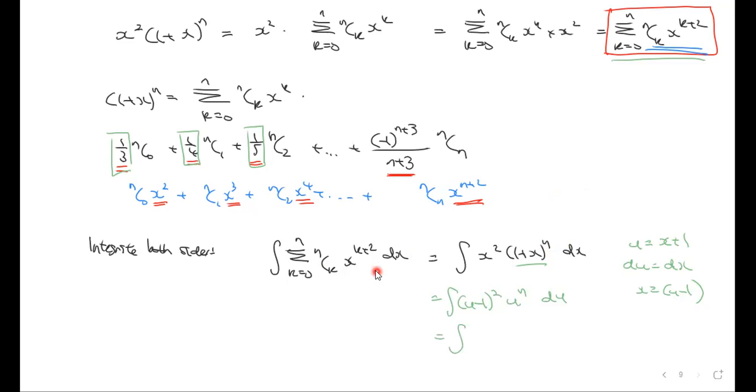So this will become (u squared minus 2u plus 1) times u to the power of n du, which is going to be u to the power of n plus 2, minus 2u to the n plus 1, plus u to the n. And that we can definitely integrate. Let's just finish that off on this page first.